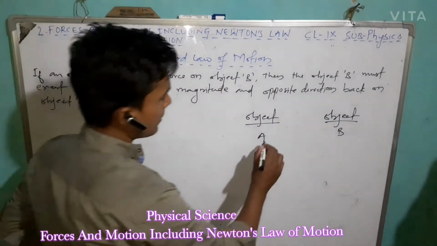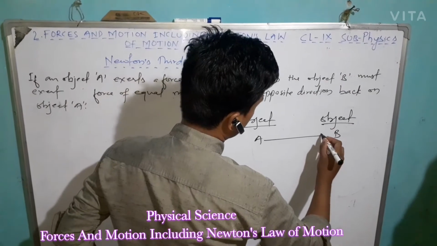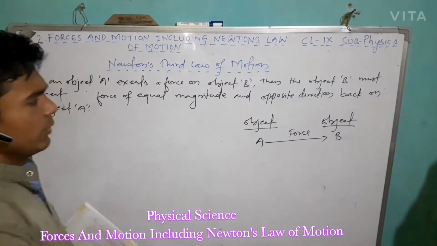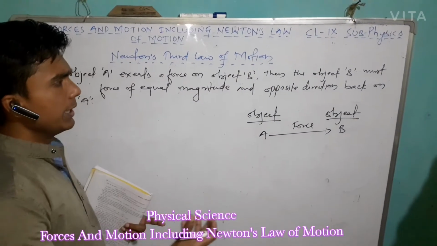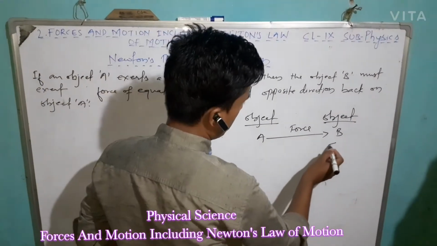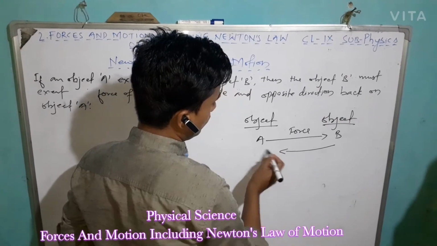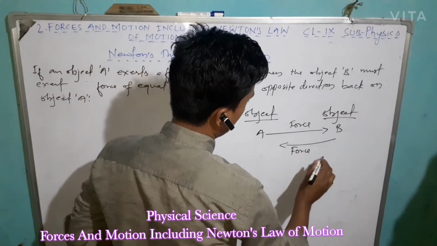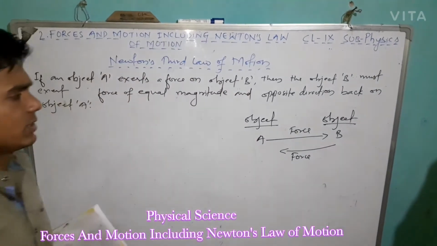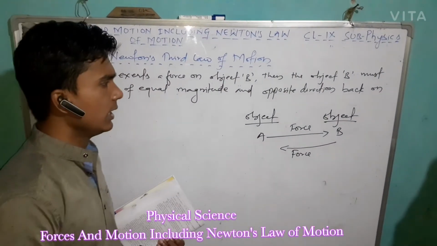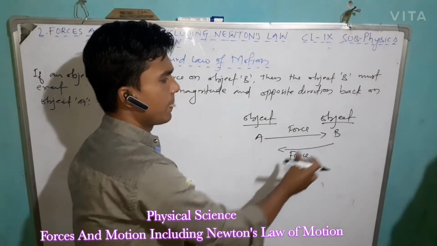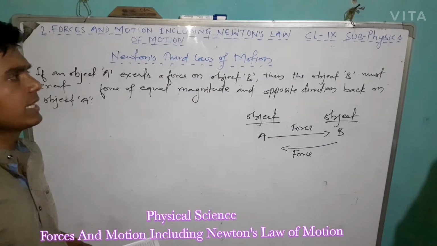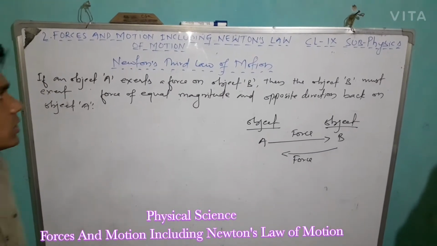Now if object A exerts force on B, B will also exert force equal and opposite in direction. So if A is exerting force on B, B will also exert equal and opposite force. This is called Newton's third law of motion.